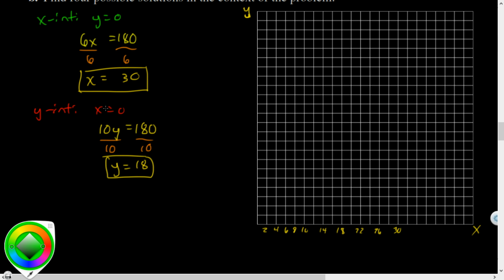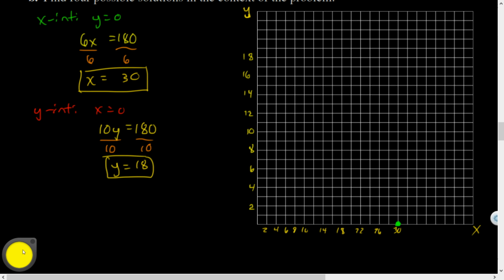So let's plot our points. So our x-intercept is at 30, like so. Our y-intercept is at 18. I guess I should have labeled these two. I'm going to label every other, but these boxes count as one. So let's see, 2, 4, 6, 8, 10, 12, 14, 16, and 18. Thing of beauty, thing of beauty.